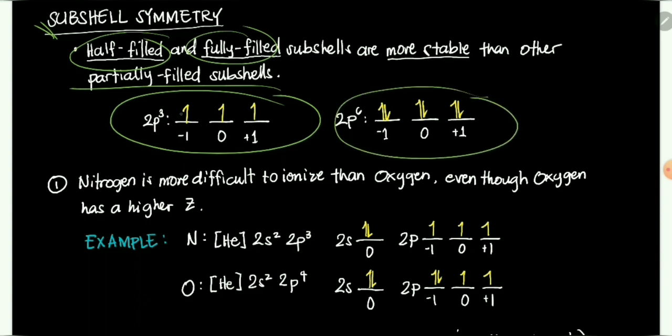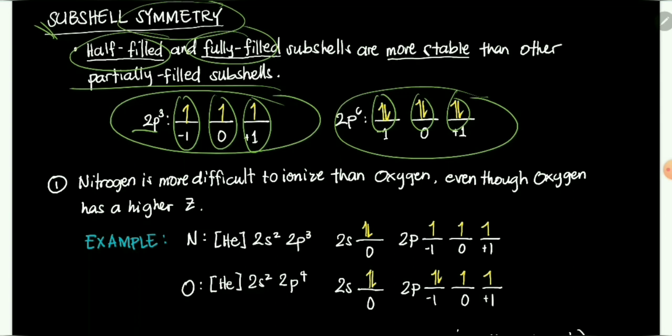So, sa 2p3, meron tayong tigi-isang unpaired electron sa bawat isang orbital ng 2p subshell. Dito rin sa 2p6, meron tayong tigda-dalawa naman. So, evenly distributed yung electrons doon sa mga orbitals ng subshell na 'to. That is the orbital subshell symmetry. Okay? So, kung evenly distributed yung charge, magkakaroon tayo ng extra stability due to the symmetry.